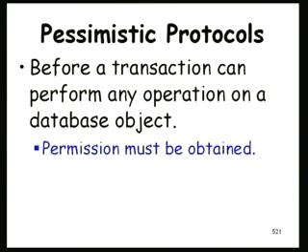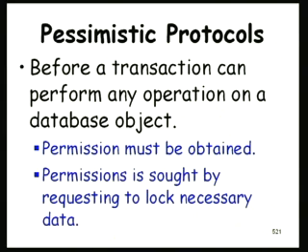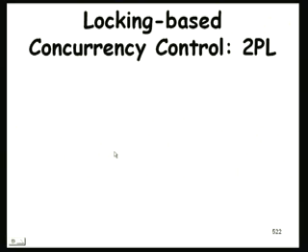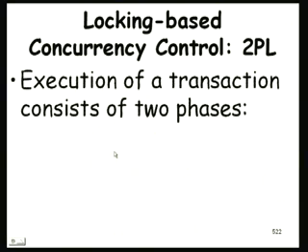The pessimistic protocols are typically implemented through the use of locks. So, before a transaction can perform any operation on the database, it seeks locks. It tries to get permission for locks on the database, and only when the permission is obtained can it operate on those data. The most popular pessimistic locking based concurrency protocol is the 2PL or the two phase locking.